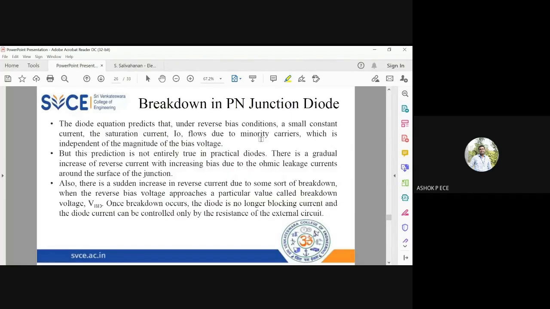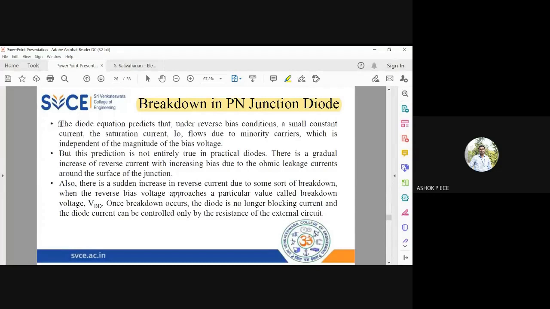So the next very important topic is breakdown in a PN junction diode. We are going to see how breakdown happens and what the condition for breakdown is. You know that in forward bias there are no issues. The diode is conducting and it is going to produce current.